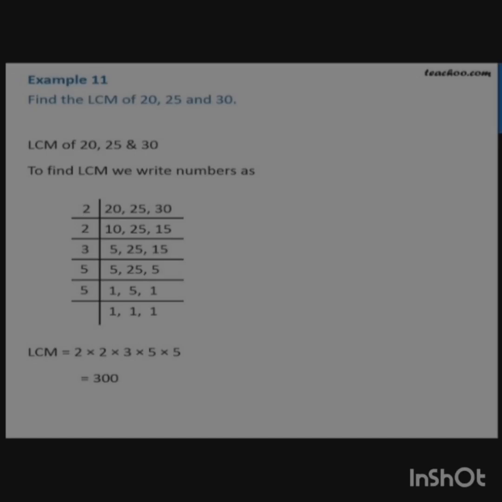Multiplying, you can look below and you see 2 times 2 is 4. 4 times 3 is 12. 12 times 5 is 60. 60 times 5 is 300.